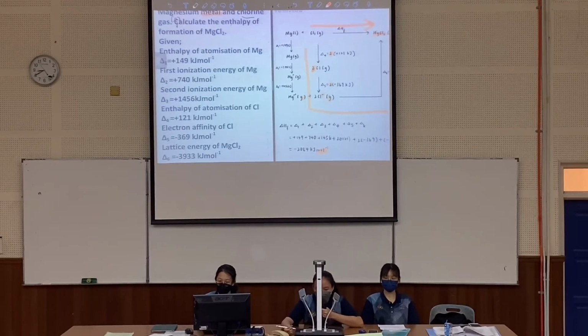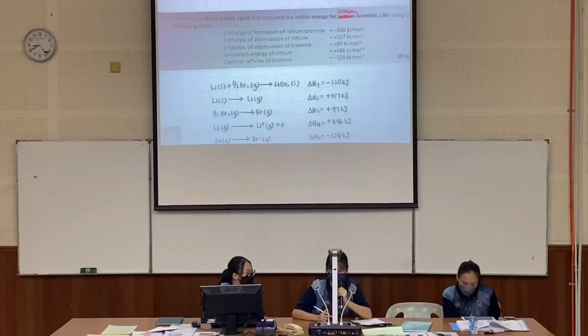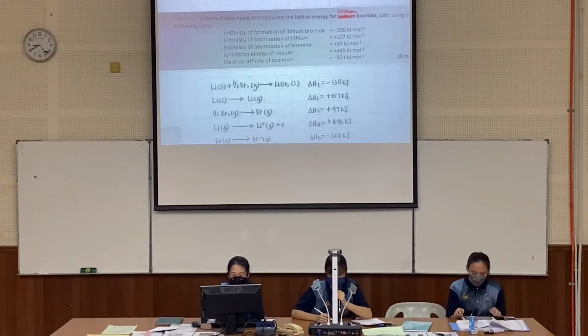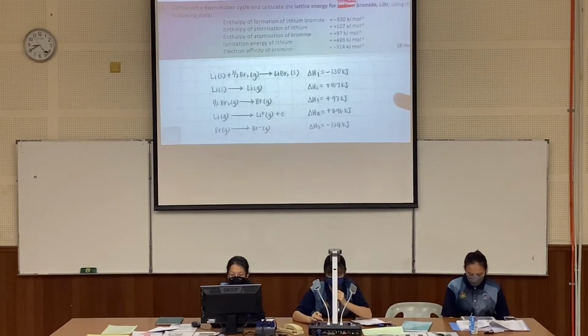So here you don't need to put the per mole. Thank you. So now we are going to construct a Born-Haber cycle and calculate the lattice energy for the lithium bromide using the data given. So based on the data given, we are going to write down and list down all the equations first so that we can use them, and it fully depends on the equations that we create when we draw the Born-Haber cycle.